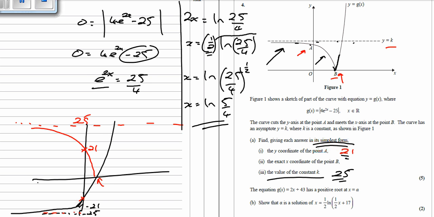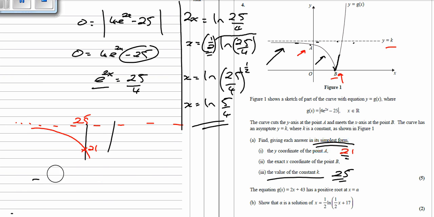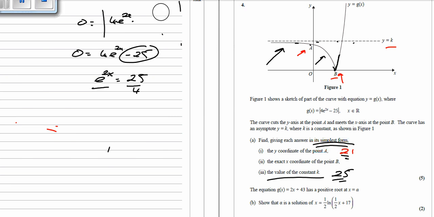Now the equation g(x) equals 2x plus 43 has a positive root at x equals a. So let's actually work out what that means. Let's get rid of all this jazz here.